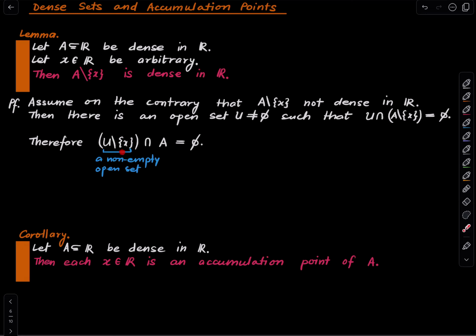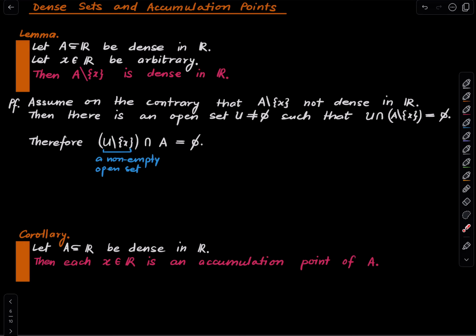Now we have a non-empty open set whose intersection with A is empty. That contradicts the fact that A is dense in R. And this contradiction establishes that this must also be dense, because we had assumed otherwise and ended up with a contradiction. Okay, so puncturing a dense set gives a dense set.